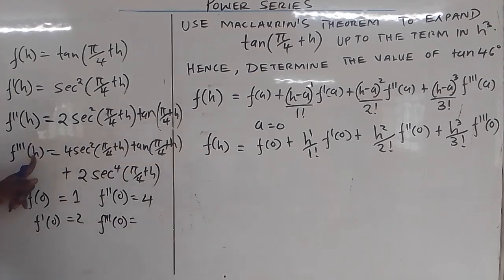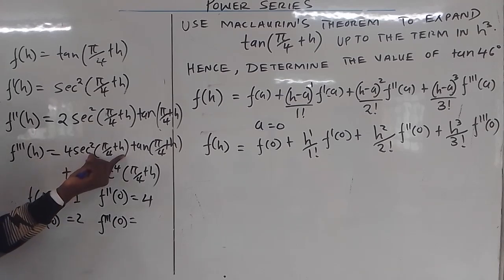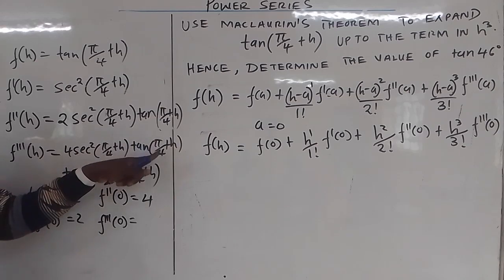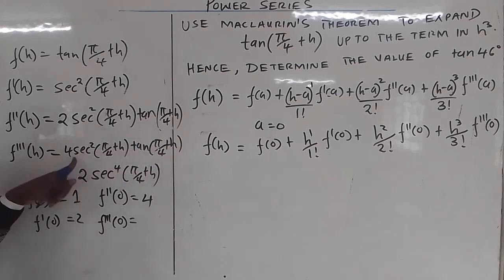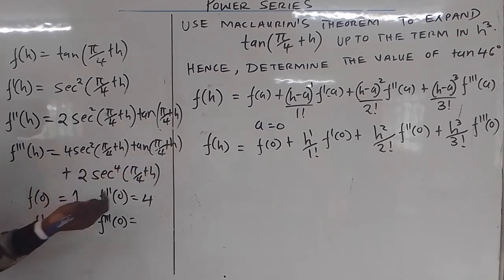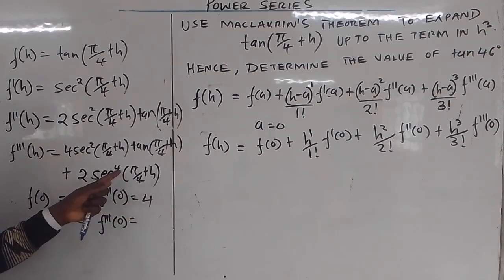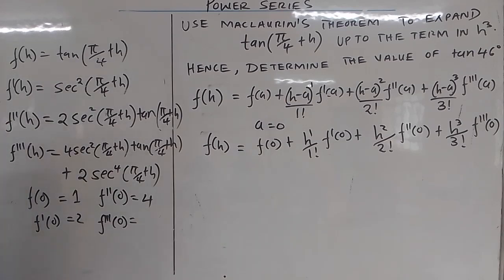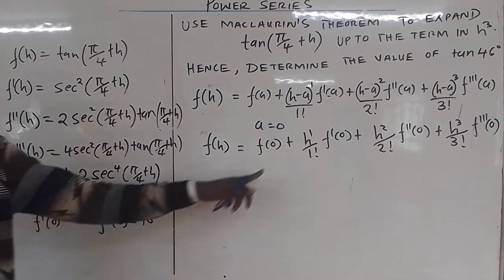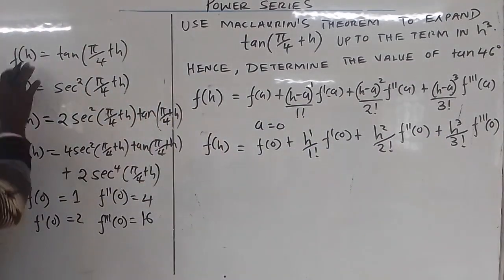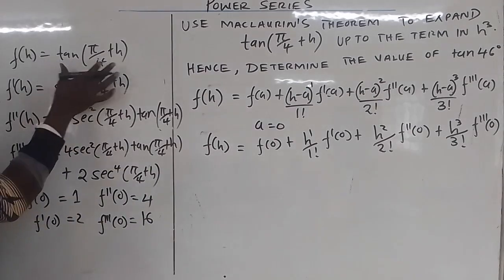F triple prime of 0. Where there is h, you put 0, isn't it? So sec squared pi over 4 we've already found is 2, and tan pi over 4 we found is 1. So 1 times 2 times 4 is 8. Meaning this first part is 8. Then it is plus sec pi over 4, which was root 2. When it is raised to power 4, it is root 2 raised to power 4, which is 2 squared, that is 4. 4 times 2 is 8. 8 plus 8 is 16. Come here and substitute everything. F of h, what was f of h? Where there is f of h, put the value of f of h.